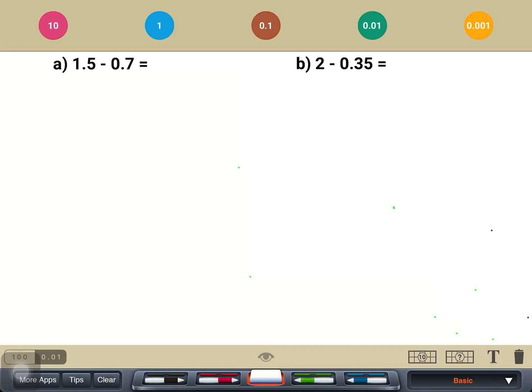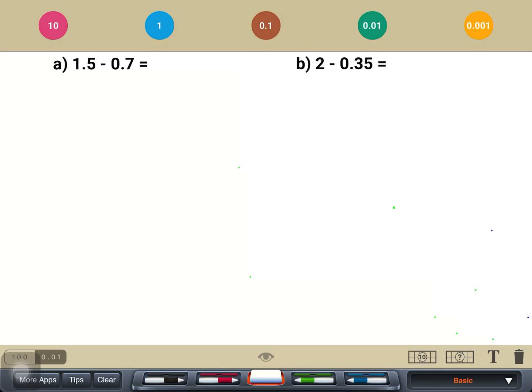For this video, we will learn how to subtract decimals with regrouping. So we will be showing it using the place value disks so that we can visualize it, and then afterwards I will show it using arithmetic. Now we have two equations to solve here, so let's start from the first one.